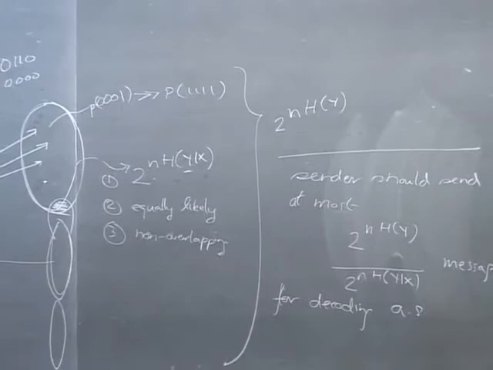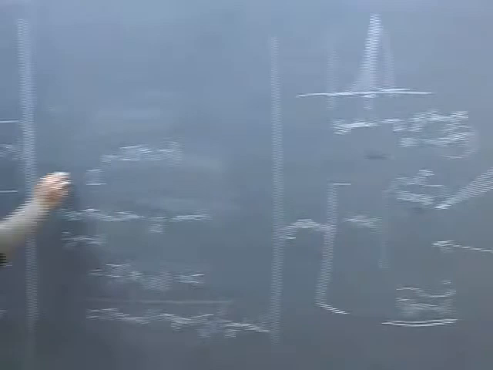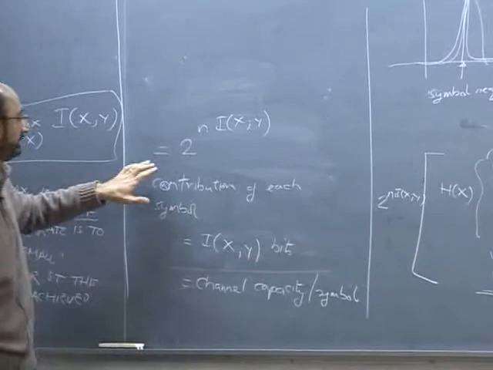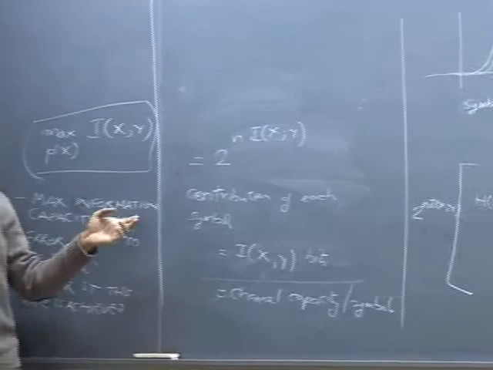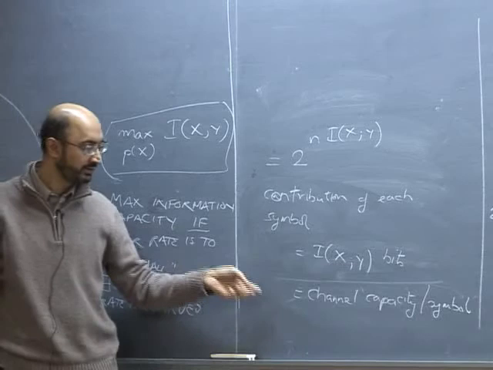So far, so good, and that ratio is nothing more than 2^(nI(X;Y)). We can then view this as each symbol contributing I(X;Y) bits, and we call that the channel capacity per symbol. Okay, so let's come back to the theorem now.